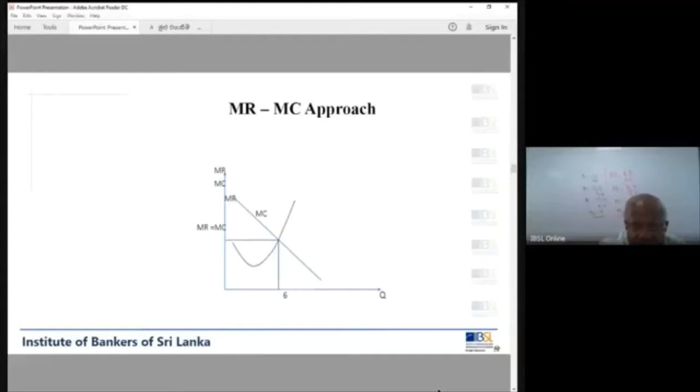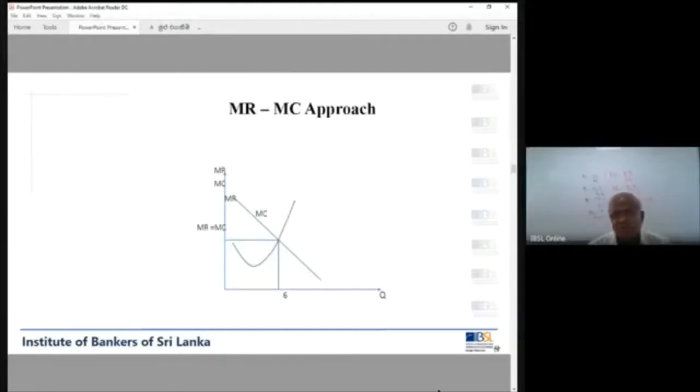Now what will happen? When MR is greater than MC, at output levels 1, 2, 3, 4, 5, you increase the output. When MC is greater than MR, you decrease the output. At the point of intersection, MR equals MC, output level 6, that is the profit maximizing output. Actually, in the TR-TC approach, we said it is 7, no, it is 6. Profit is maximized at 6.